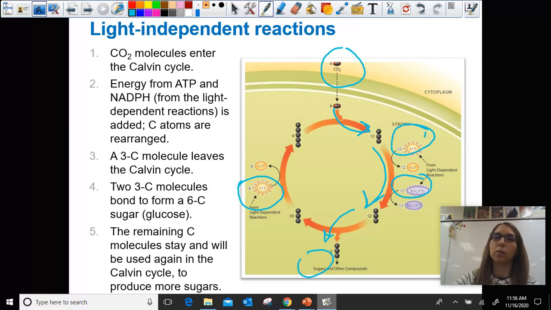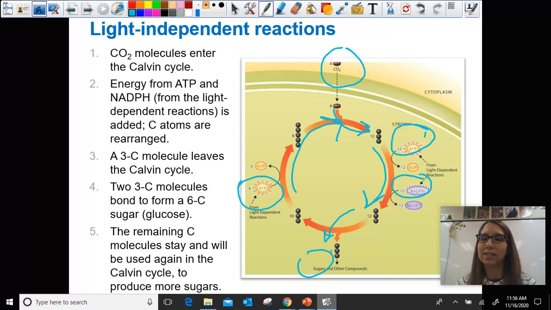And then again, whatever's left and remains goes back through this process and repeats. Okay, so it is a cycle again. There's no start, there's no stop. But the limiting factors, if you want to think about it that way, would be the ATP and the NADPH that you absolutely need in order to invest to start moving all these pieces around, okay?